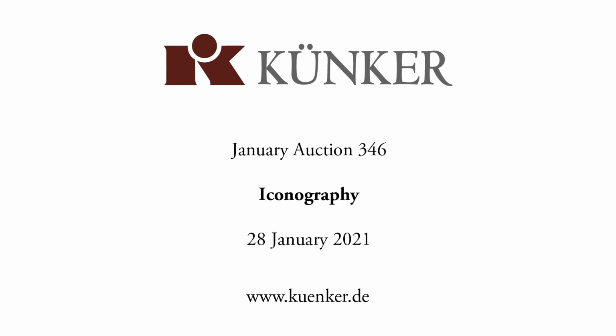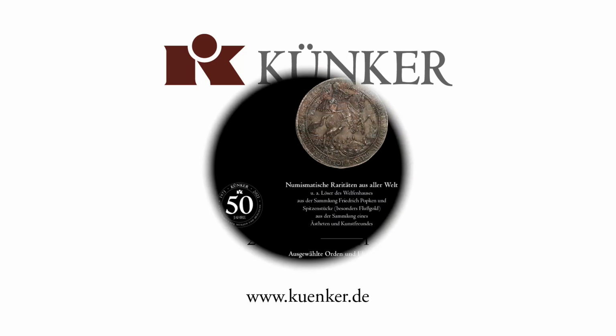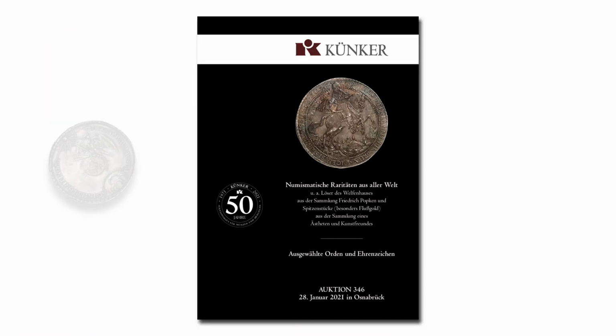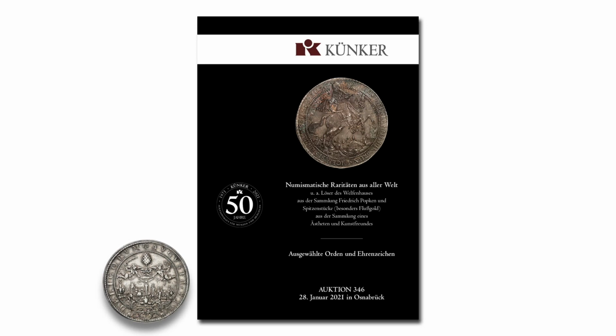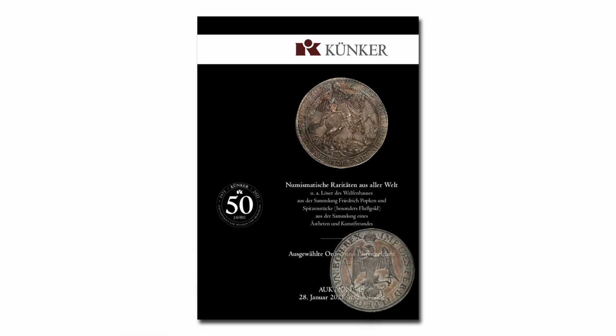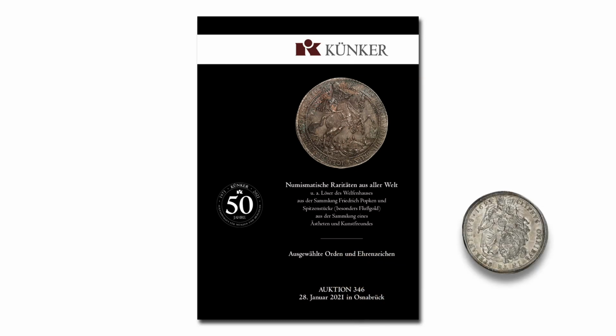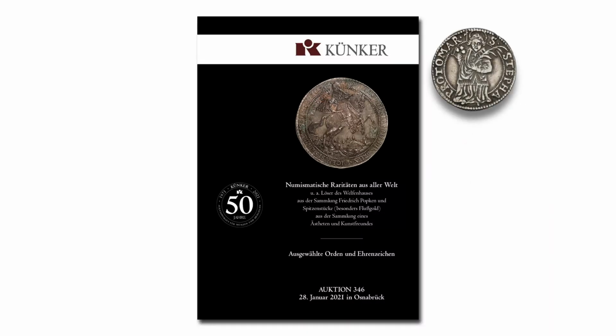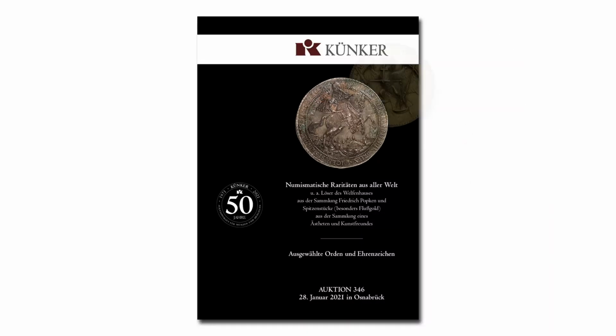On 28 January 2021, we at Auction House Kuenker hold our auction 346. 678 rarities are on offer, most of them from the German states, but you can find world coins and medals too. This video will present some interesting objects and illustrate that you have to be proficient in a certain language to interpret all these coins and medals correctly, the language of images.